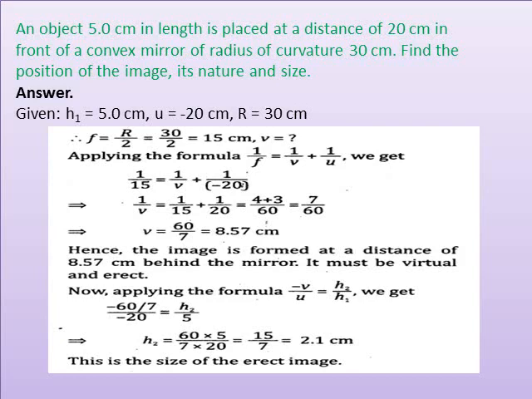Now, after the calculation, you have arrived at a result. Height of the image is 2.1 centimeter. So the 5 centimeter object has been converted into an image of height 2.1, which means diminished. Since it is formed on the other side, the image is virtual, erect and diminished. Okay children.